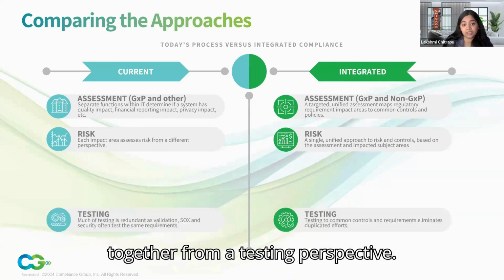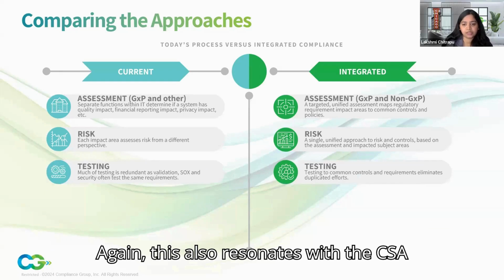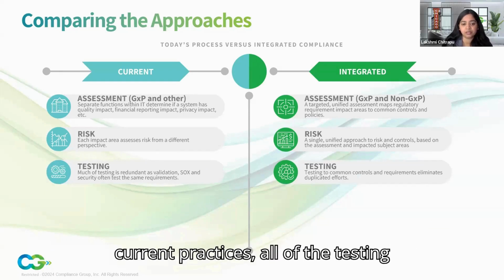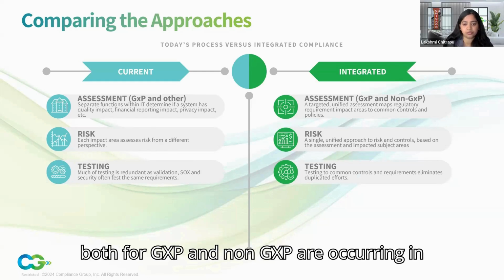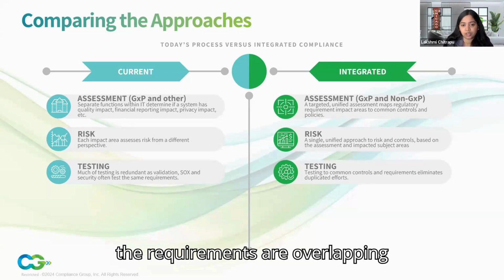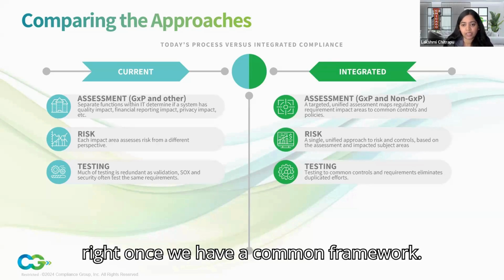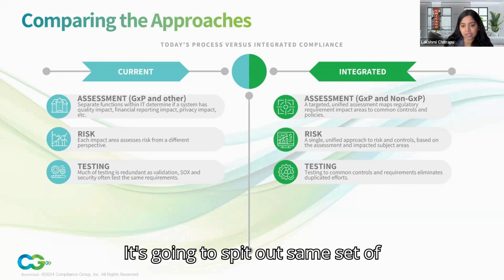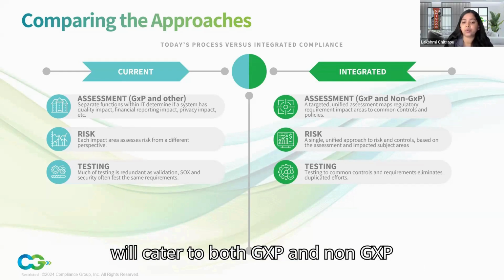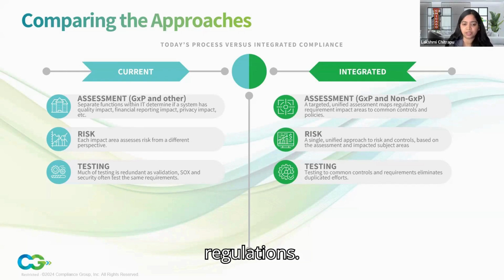From a testing perspective, again, this also resonates with the CSA principles and implementation, right? Like current practices, all of the testing, both for GXP and non-GXP, are occurring in silos, not understanding where the requirements are overlapping, right? Once we have a common framework, it's going to spit out the same set of controls that are to be implemented, which will cater to both GXP and non-GXP regulations.